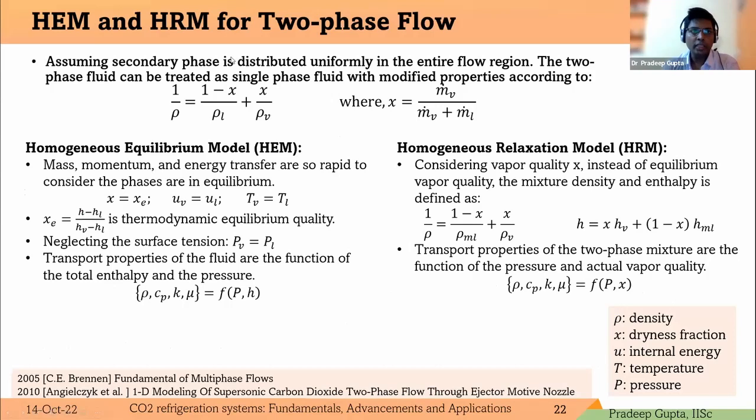So to analyze the ejector, there are 2 models: the homogeneous equilibrium model and the homogeneous relaxation model, which are well studied in the literature. In the HEM, or homogeneous equilibrium model, we assume the dryness fraction equals the thermodynamic equilibrium quality, defined as H minus HL by HV minus HL. While in the homogeneous relaxation model, we get the actual quality, and the local properties are defined based on the pressure and the actual quality of the flow.